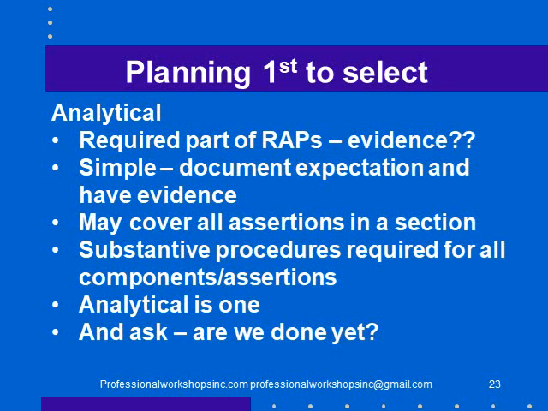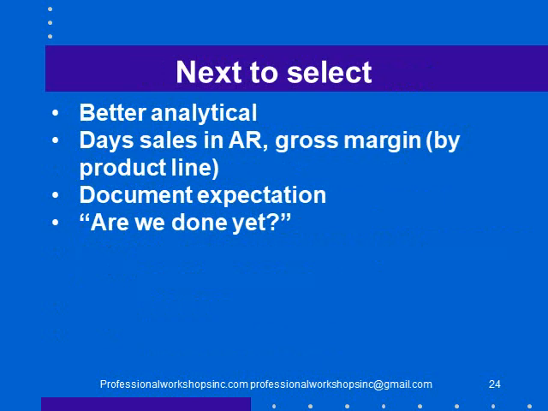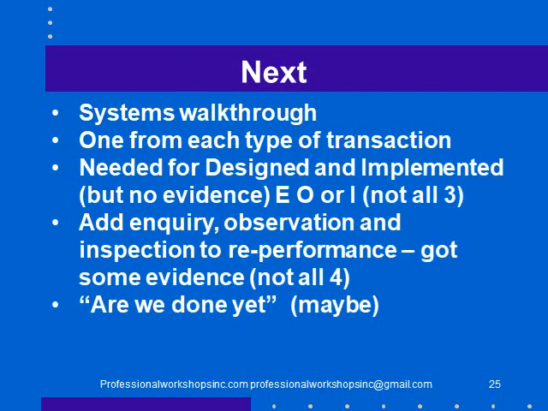Fixed assets. The next procedure we might select is a better analytical procedure. Days sales and receivables, gross margin by product line. Procedures like that give us more than just a broad comparison this year to last year. Document our expectation, and again, are we done yet? And maybe we are, depending on the power of the analytical procedure we did.